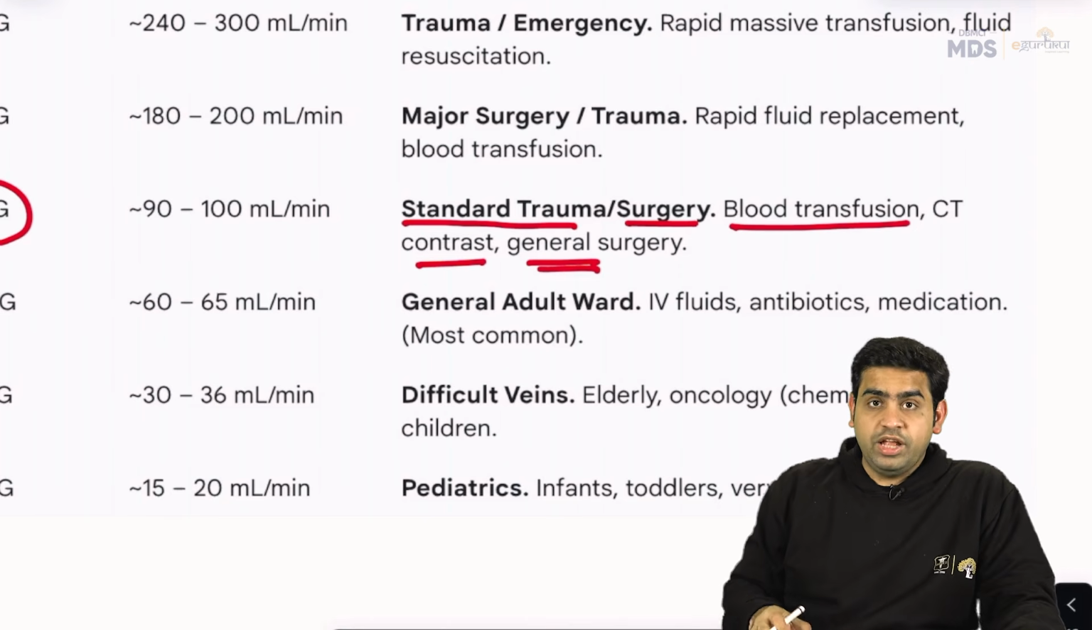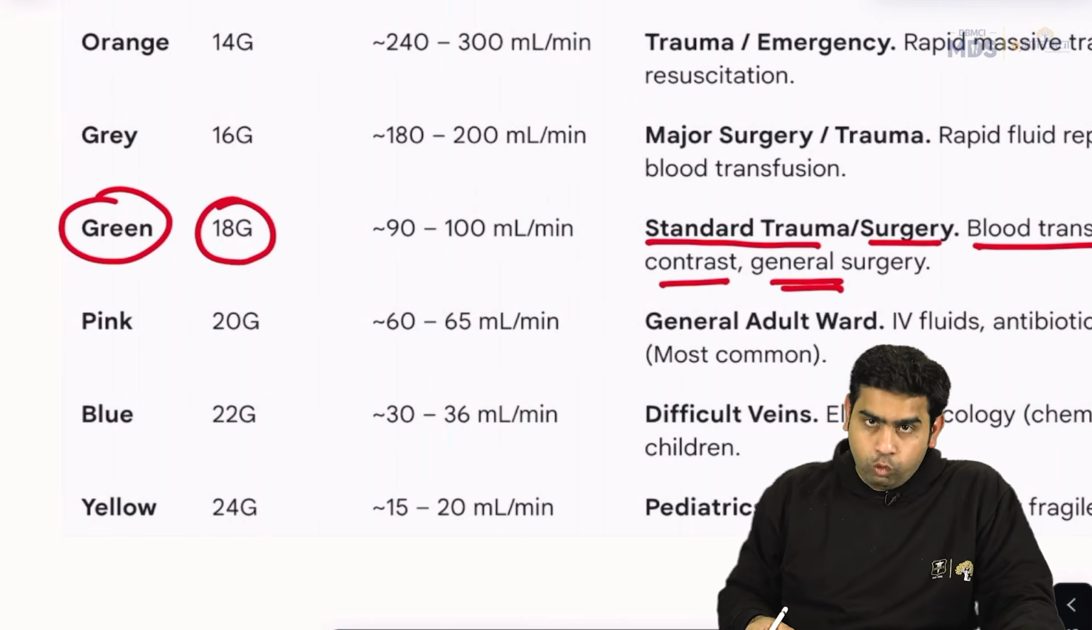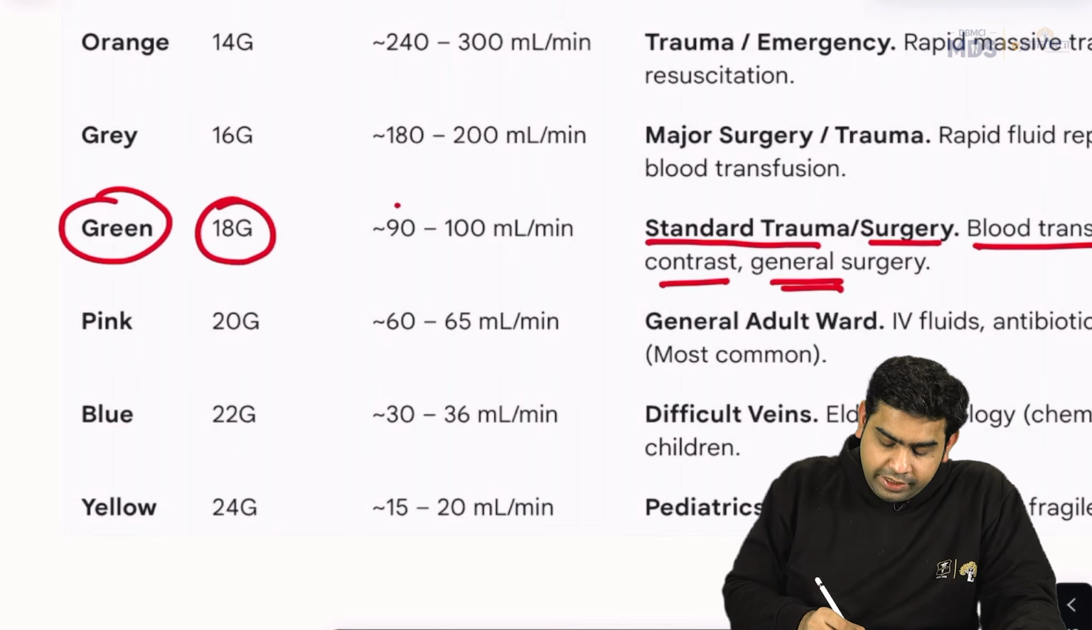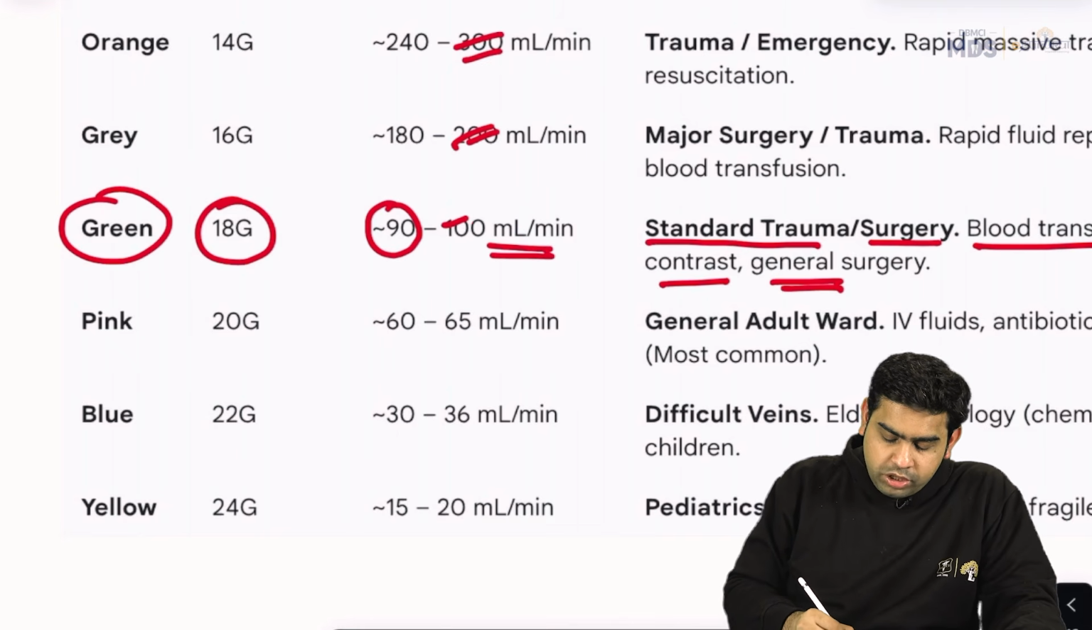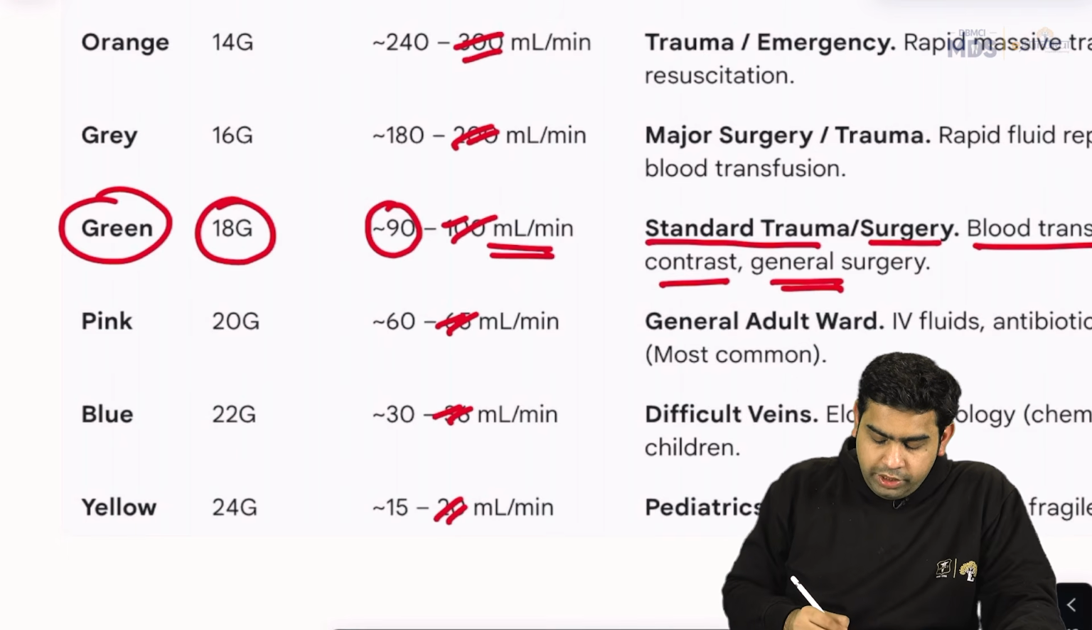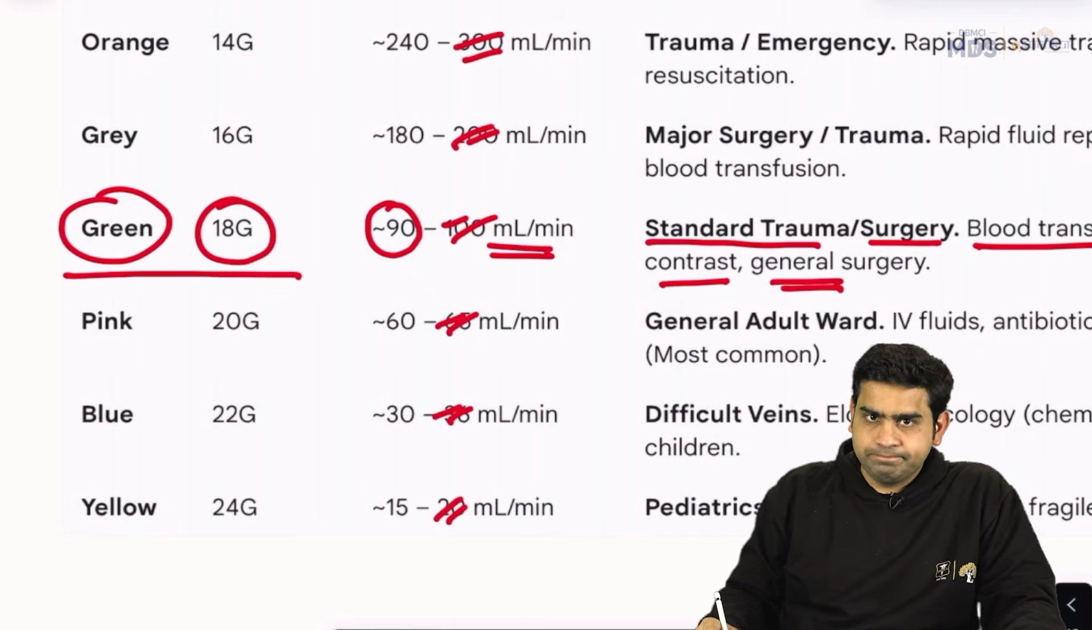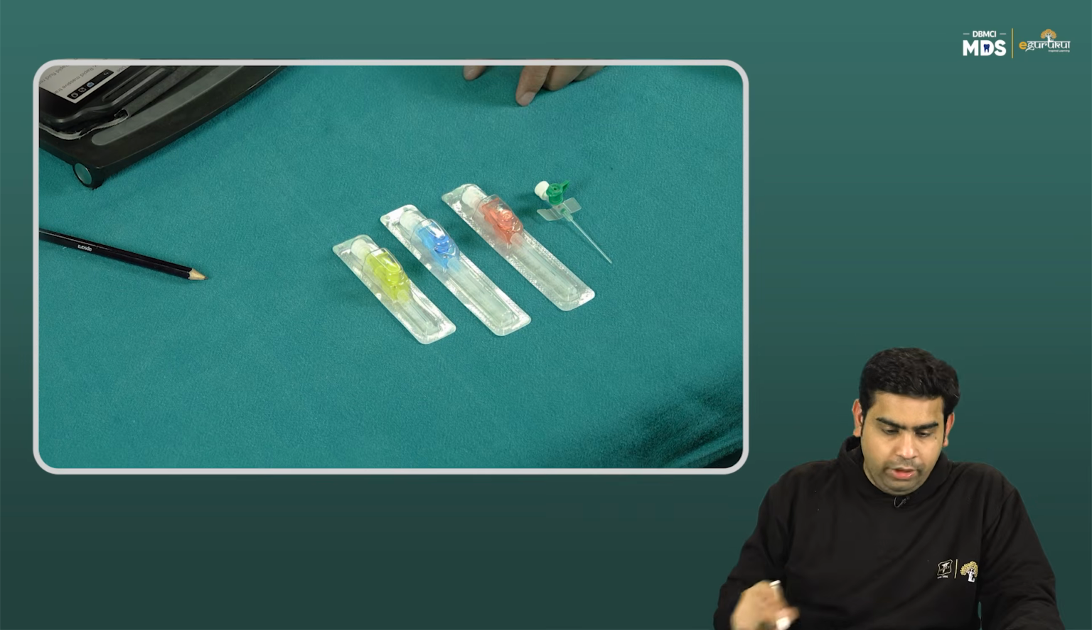Another important thing which they ask you is the rate of flow. Please understand, it is 90 ml per minute. Forget about these parts, just remember, it's easier, 90 ml per minute. So what is the rate of flow? It is 90 ml per minute for the green cannula. Understood? Perfect.